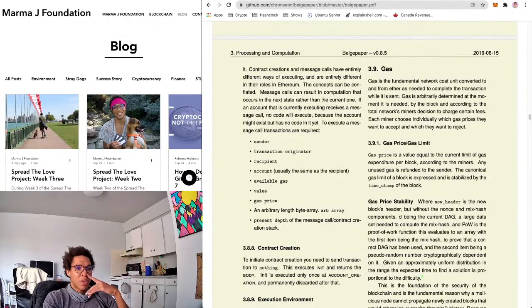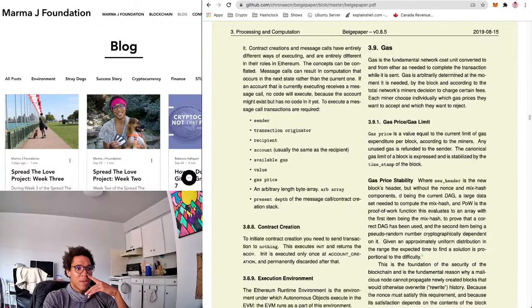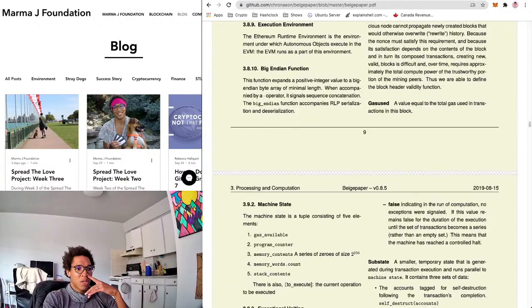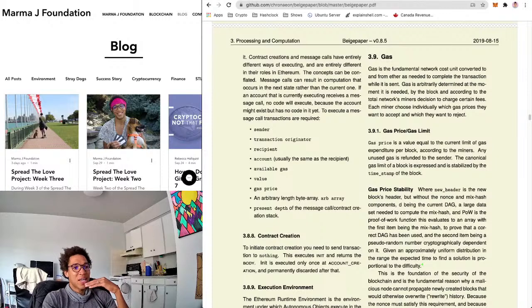Gas. Gas is the fundamental network unit. Am I at the wrong spot that I already read? Anyways, if we were to say it again, I'll go through it again. Gas is the fundamental network cost.